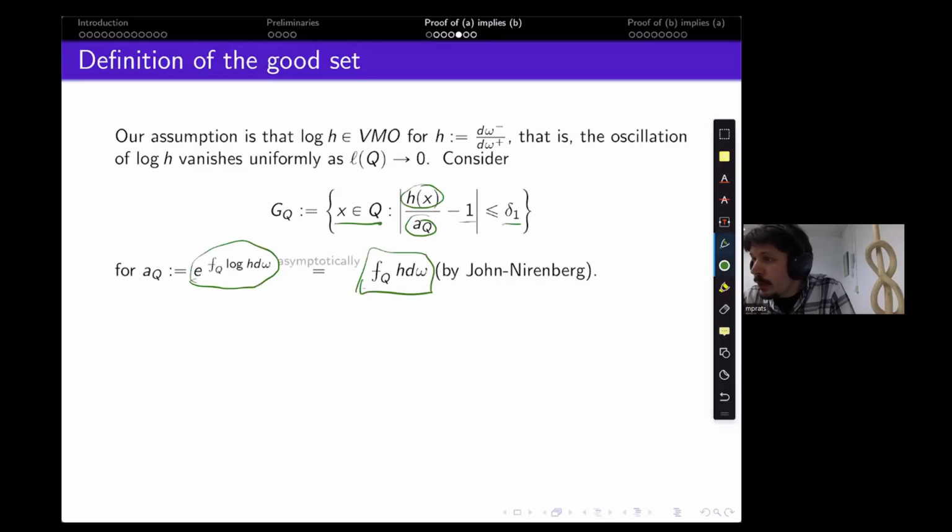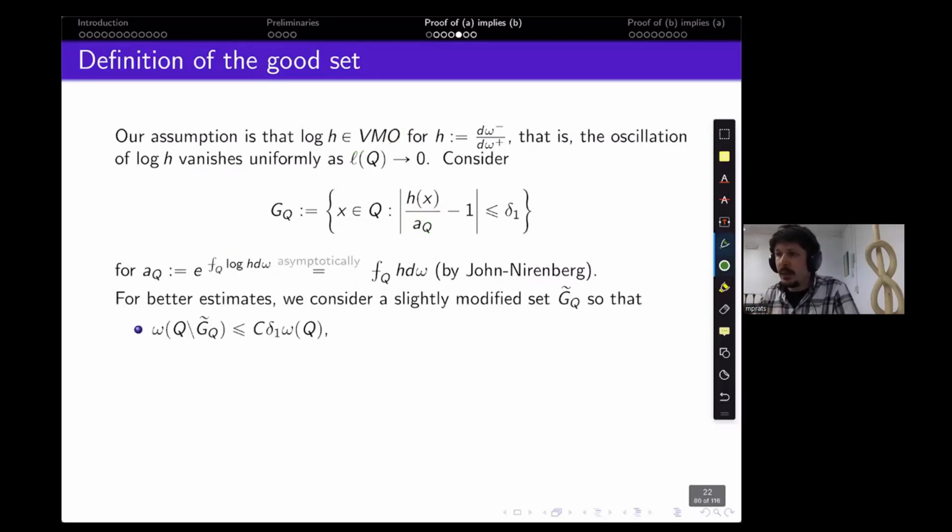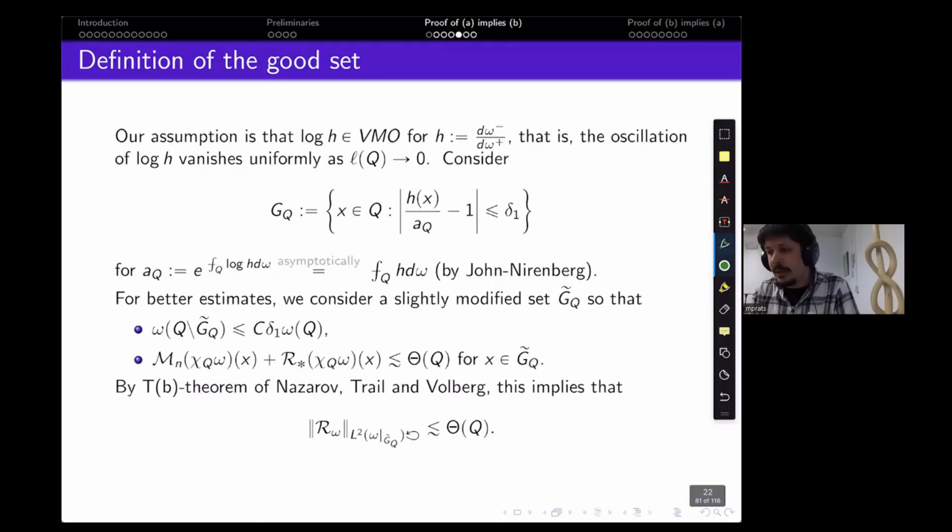What you are doing here is somehow, if you plug this here, you are subtracting h minus the mean, but h minus the mean is exactly this information here. So it's natural that this good set is growing more and more as the length of the cube is smaller. Eventually, it's everything. Then we modify this to get a modified good set that satisfies a bit more properties. In particular, it's always big, in this sense, and it needs to satisfy this thing.